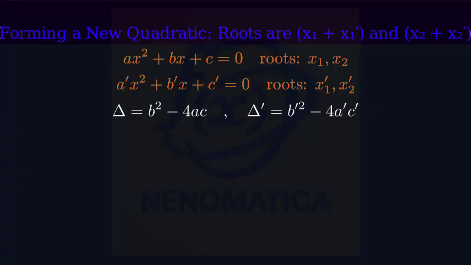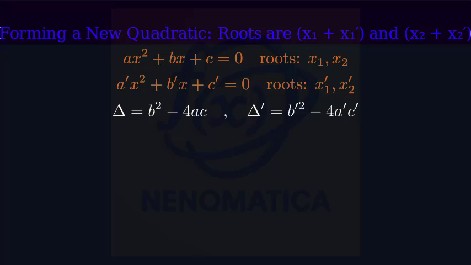In this lesson, we will form a new quadratic equation whose roots are the sums of roots from 2 given quadratics. Specifically, if the first quadratic has roots x1 and x2, and the second has roots x1 prime and x2 prime, we will build an equation whose roots are x1 plus x1 prime and x2 plus x2 prime. Let the first quadratic be a x squared plus bx plus c equals 0, with roots x1 and x2. Let the second quadratic be a prime x squared plus b prime x plus c prime equals 0, with roots x1 prime and x2 prime.